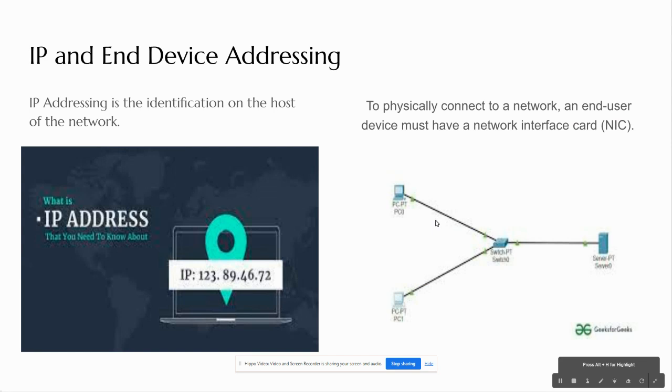IP addressing is the identification of the host on the network. An IP address is on every device. To physically connect to a network, an end user device must have a network interface card. The network interface card is a piece of hardware that enables the device to connect to the network medium, either wired or wireless.